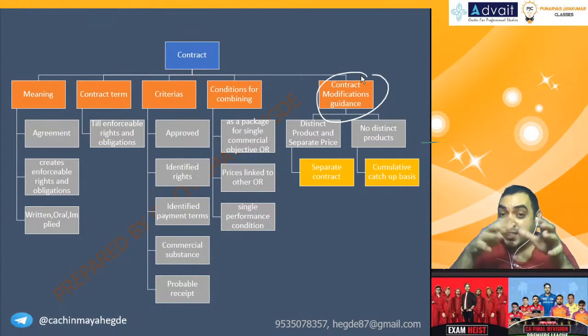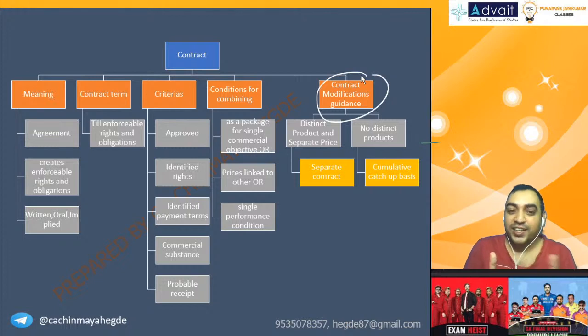There might be a change in the scope of the work, or there might be a change in the consideration. Consideration is not changing, anyway free in our case, but the scope of the work changed. So if one of these two happens, in such a case it is called contract modification.